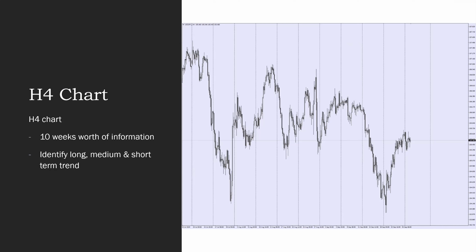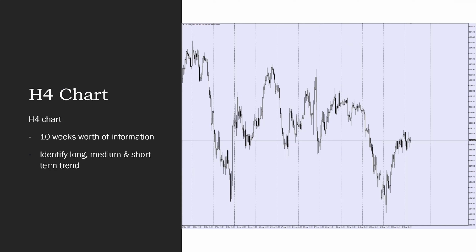I look at it on the H4 time frame. I do it on the H1 for the currency calls, but I look at it on the H4 charts. This is my usual view of a chart: H4 time frame with about 10 weeks' worth of information. How do you count 10 weeks? Between the dotted lines, here and here, that's 1 week. So it's about 1, 2, 3, 4, 5, 6, 7, 8, 9, 10.